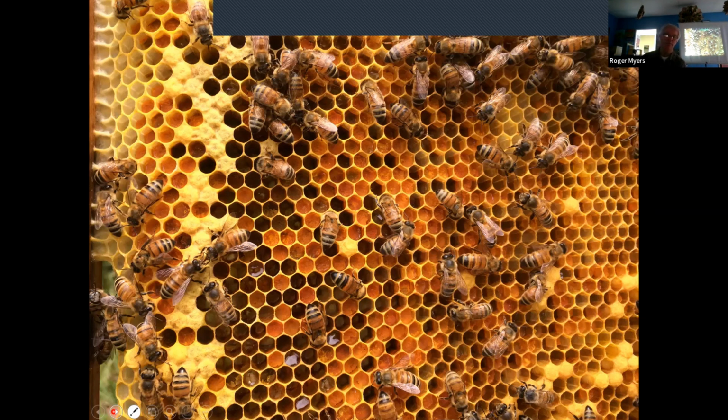This could become a problem because, again, the queen has nowhere to lay eggs. So they're filling the hive up with pollen and nectar. The queen doesn't have any place to lay eggs. That's something that triggers swarming when they run out of room.